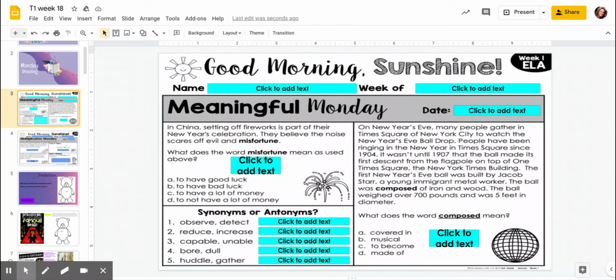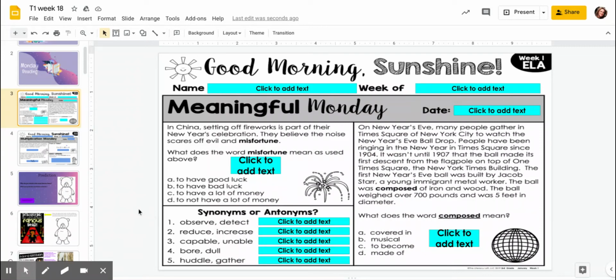So, for Meaningful Monday, for your ELA morning work, you're going to be reading about New Year's, both the Chinese New Year's and the New Year's here in the United States in New York City. For the first one, the first word that you're going to be finding meaning for is misfortune. Misfortune has the prefix mis, M-I-S, in front of fortune, which changes the meaning of fortune. So once you've read those couple sentences, you're going to decide which one of these definitions is correct, A, B, C, or D, and put it here in the text box.